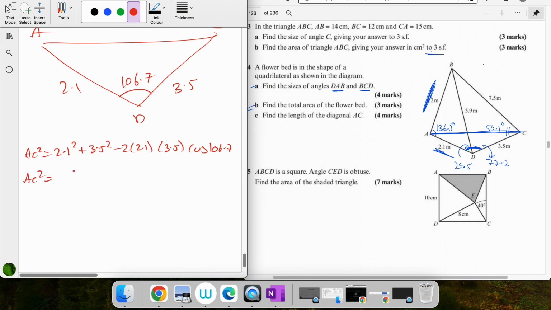So AC squared is equals to 2.1 square plus 3.5 square minus 2 into 2.1 into 3.5 into cos of 106.7. That is 20.884. Square root both sides. AC is equals to square root of answer, that is 4.5699, approximately equal to 4.6 meters.